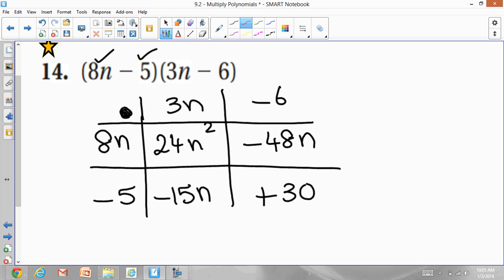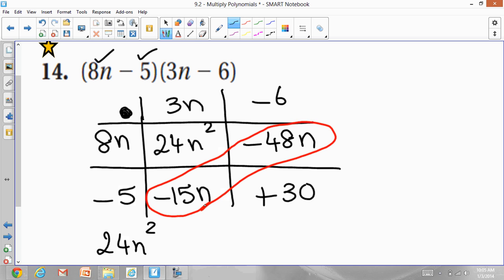So once you identify this, now look to see out of these four if there is anything you can combine. You can combine the n's. There is nothing else to combine for 24, so I'm just going to write it as 24n squared. Negative 15 and negative 48 combine to give you negative 63n plus 30.